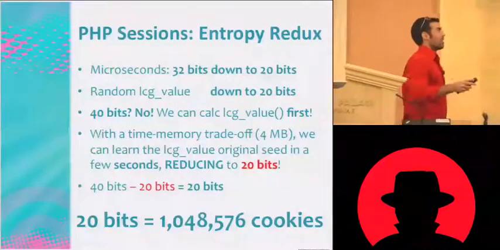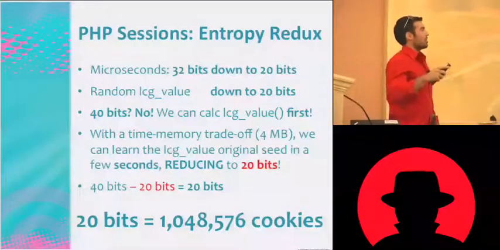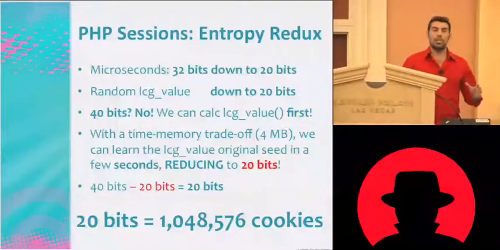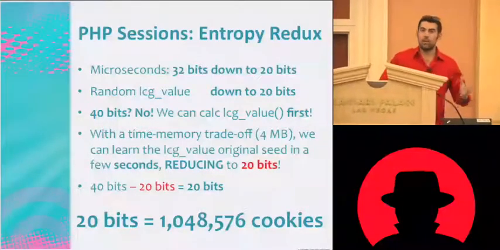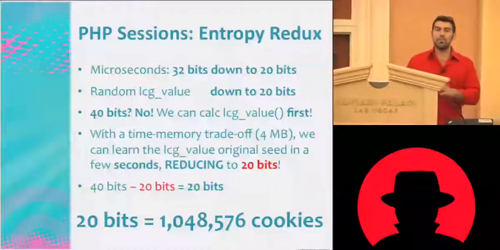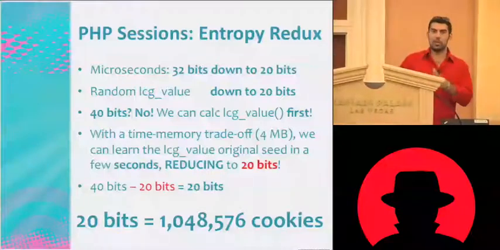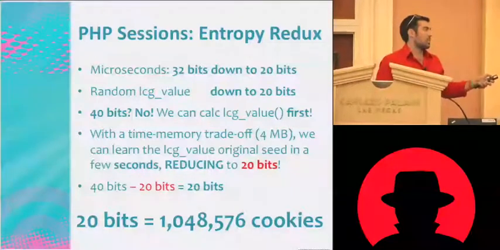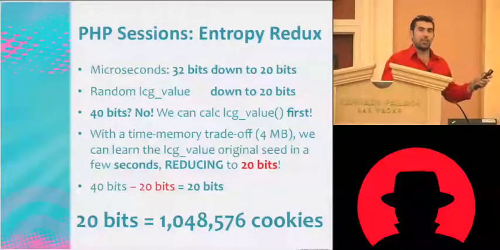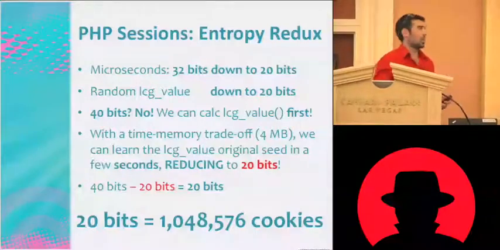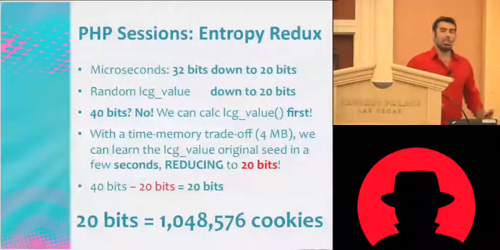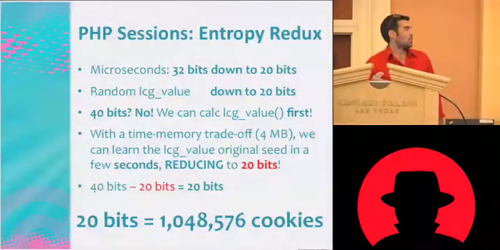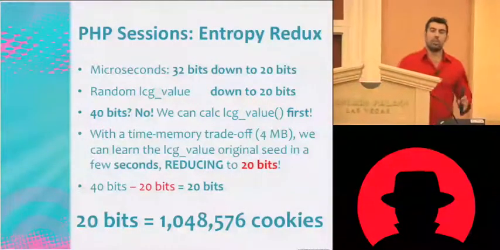What we can do is take that seed value of the LCG, the 20 bits that we didn't know of when Apache started, and brute force that separately. We don't have to make it 40 bits. We can actually make it 20 and 20 bits, which is technically 21 bits. By brute forcing that 20 bits offline, which I provide code for doing, you can reduce in seconds, literally seconds, using a time-memory trade-off, the entire thing down to 20 bits total.